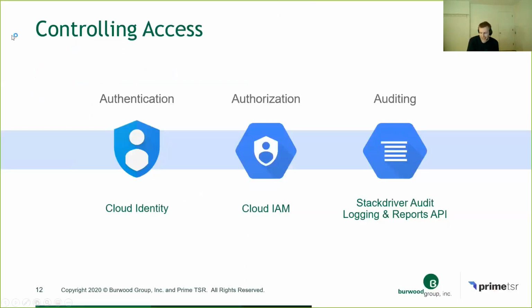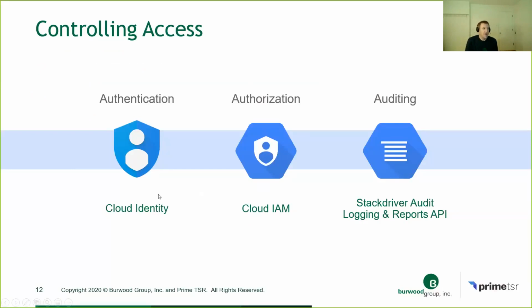The three A's of controlling access: authentication, authorization, and then auditing. In Google Cloud, authentication is handled by Google Cloud Identity. We'll talk a little bit more about authorization in a minute, and then we'll talk about the role of logging and auditing at the end.